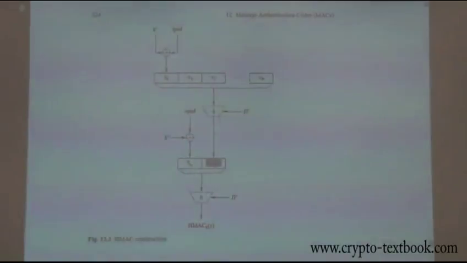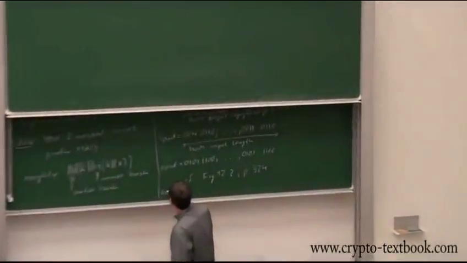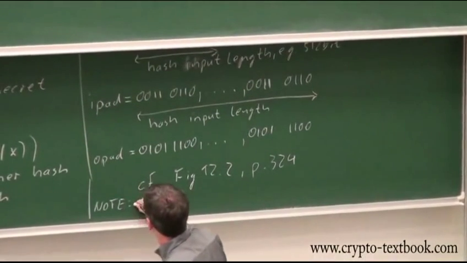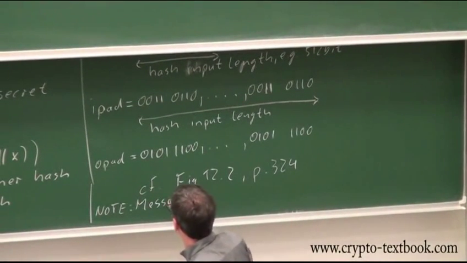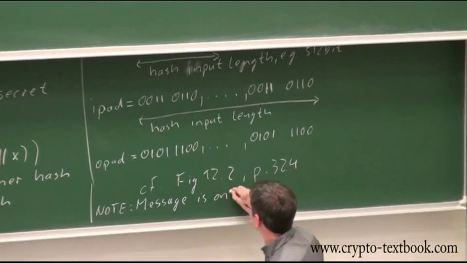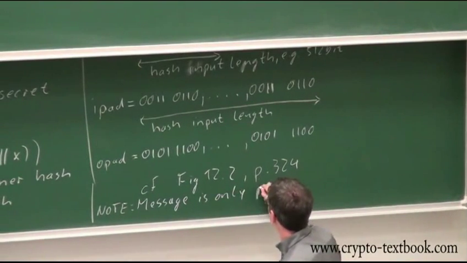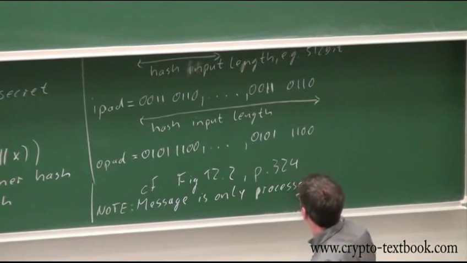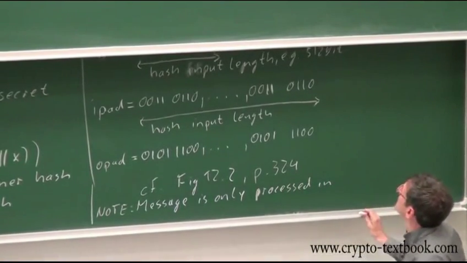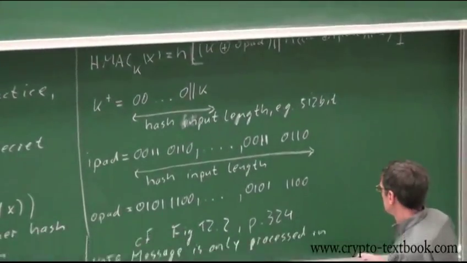That's it. And you do that with initial vector, and so on. And here, this is what I just said. And then the outer hash you do at this point here. I just want to write that down, the statement I just made. Maybe here. Note: message is only processed in inner hash.